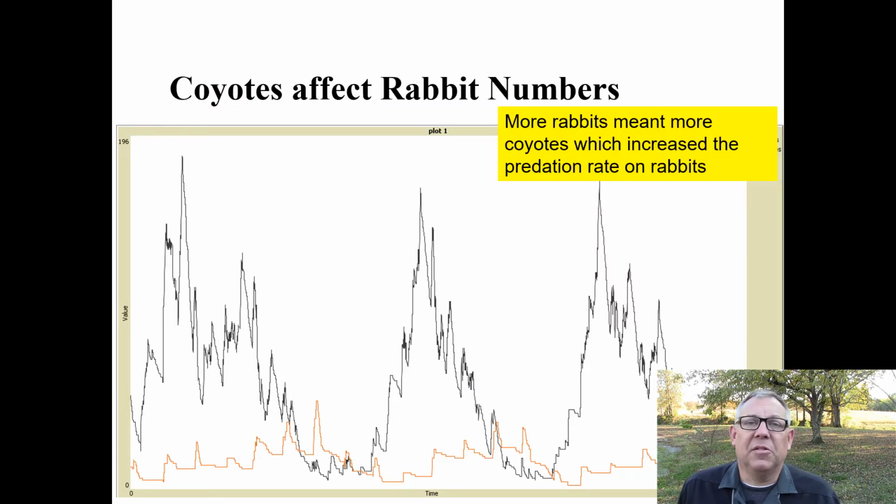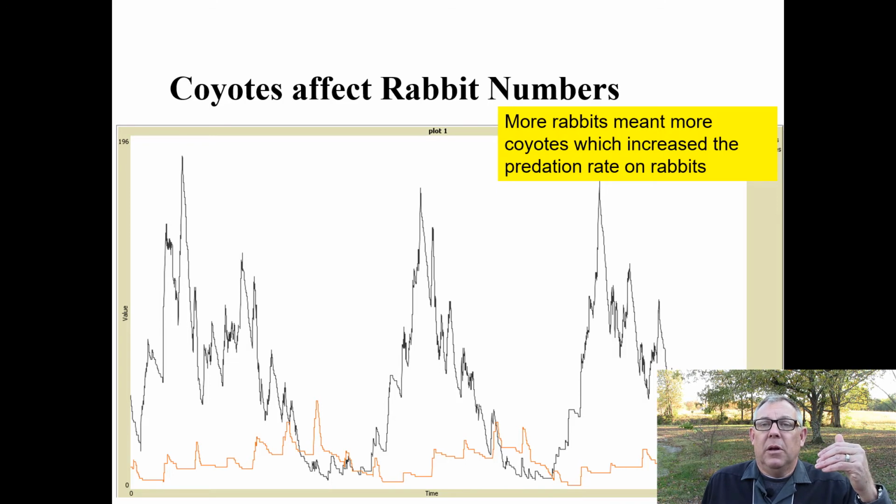You remember those models that I showed you where we had rabbits and we also had coyotes? As the number of rabbits went up, that was able to support more coyotes. When you got more coyotes, they ate more rabbits, and that influenced the rabbit population. That sets a limit to how high the rabbit population could get. So predation can become more intense as density goes up.